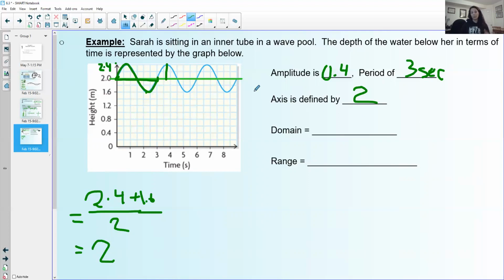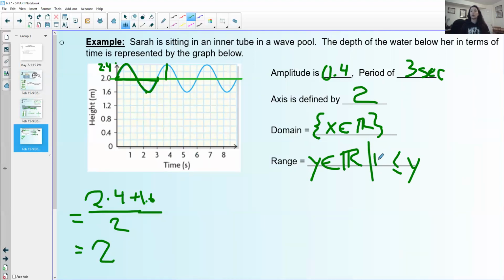Domain would be any real number as long as she stays in the pool. So x ∈ R, and then the range. And the range, we are looking at the y values. The lowest one would be 1.6. The highest one would be 2.4. So remember, y can be any number because it can be any of the values in between. It's continuous, such that y must be greater than or equal to 1.6, but less than or equal to 2.4. Okay? Don't forget your brace brackets.